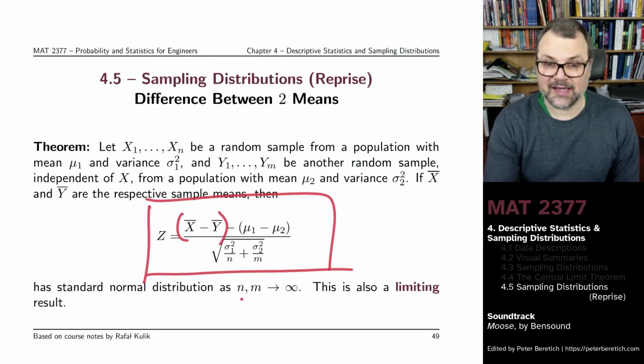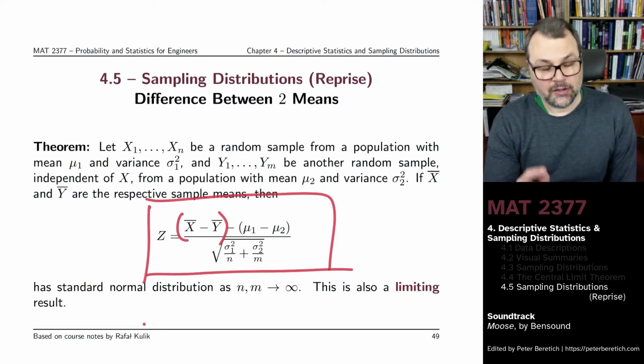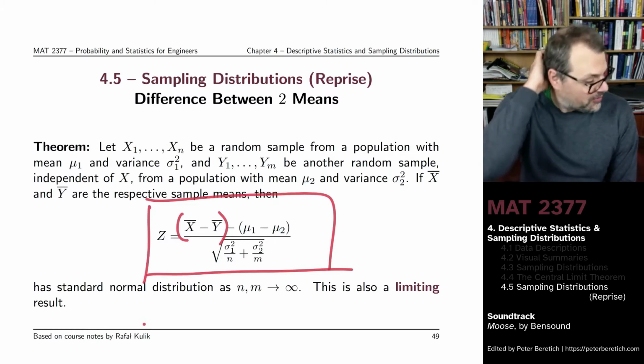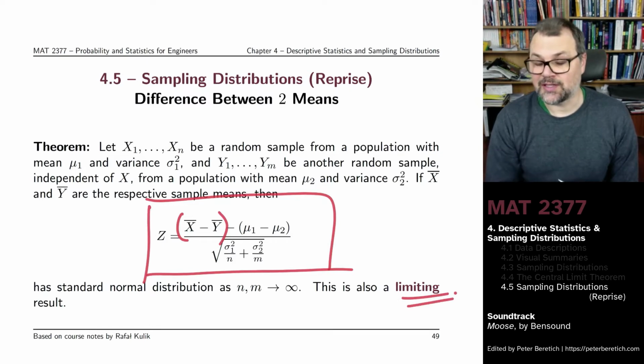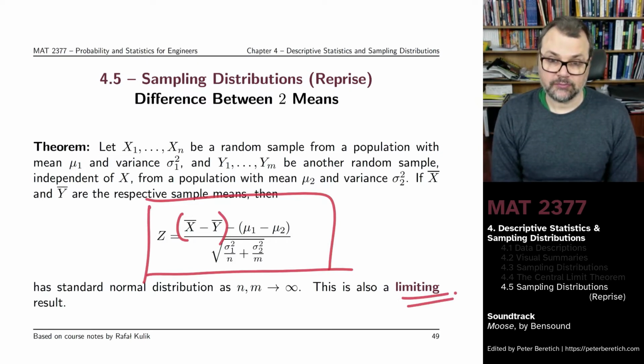And this, as a coefficient, will have, according to something like the central limit theorem, a standard normal distribution when the number of observations in each sample goes to infinity. And so this is a limiting result in the same way as the central limit theorem.